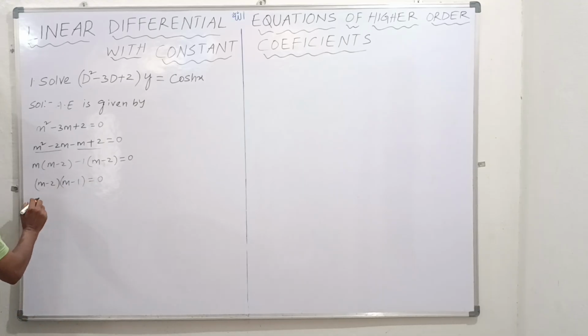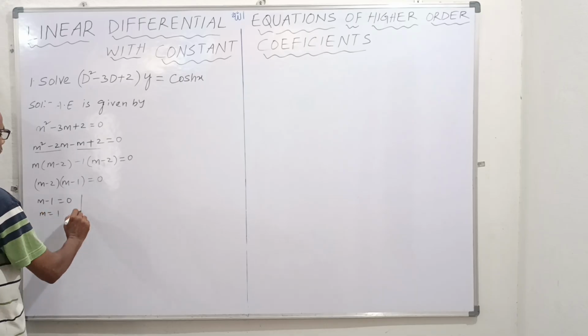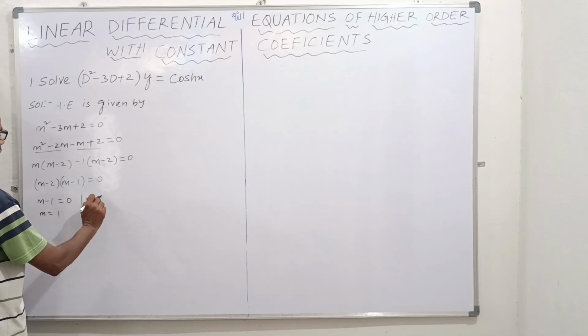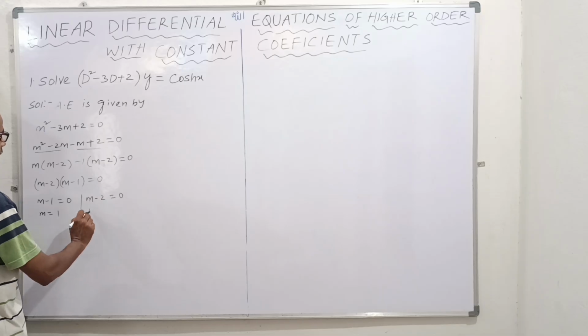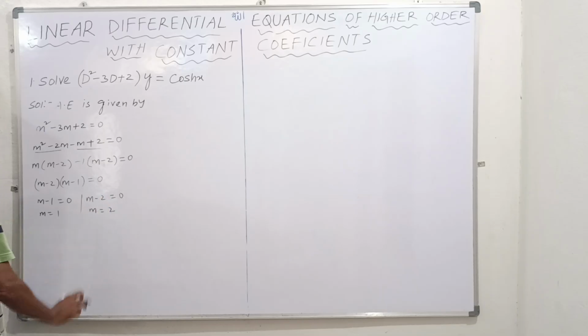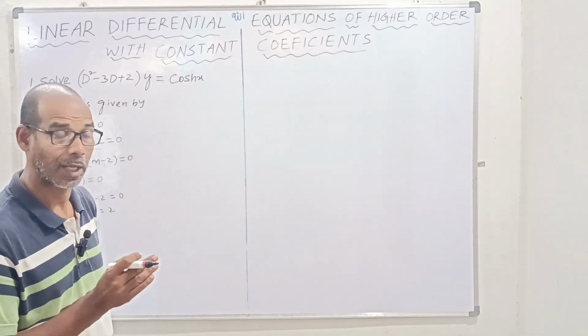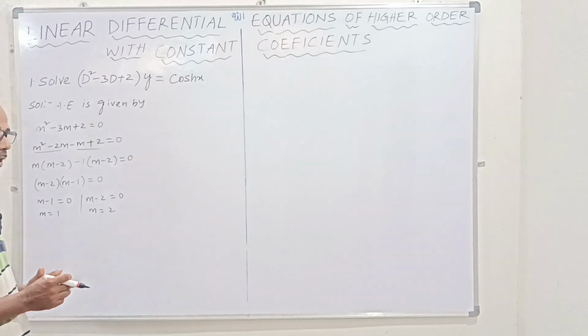So each factor is equals to 0. So m minus 1 is equals to 0, m is equals to 1. m minus 2 is equals to 0, m is equals to 2. So from the auxiliary equation, we got the two roots. So here, what is the nature of the roots? The nature of the roots is, roots are real and different.